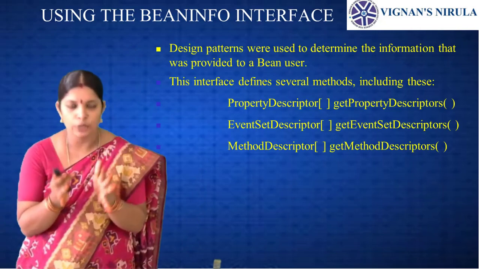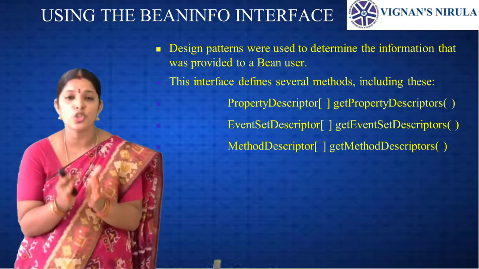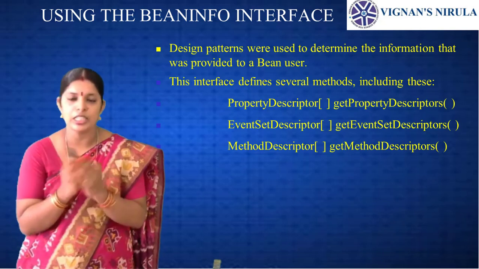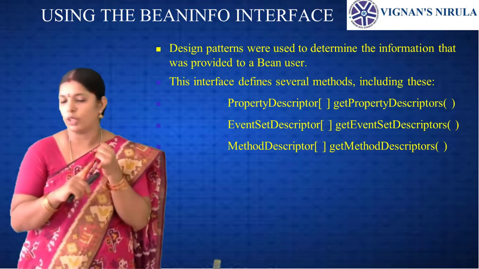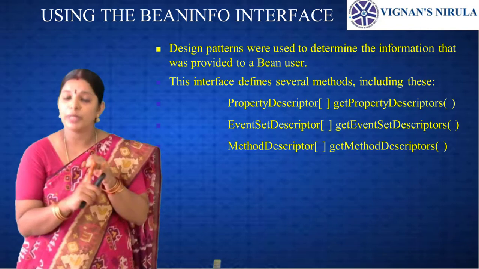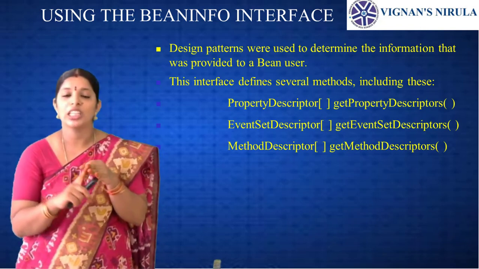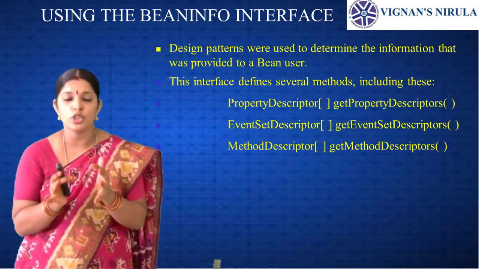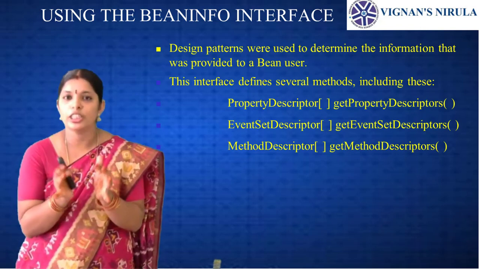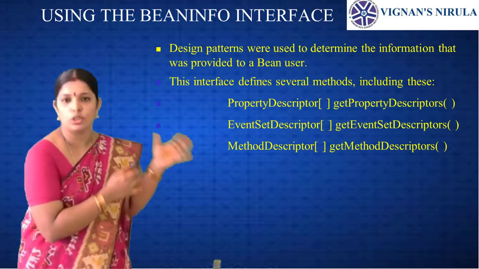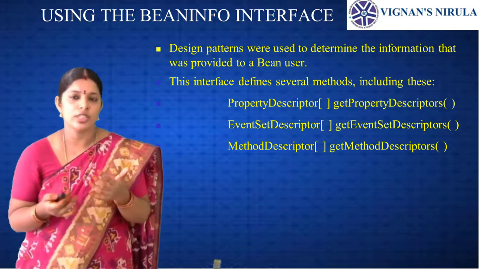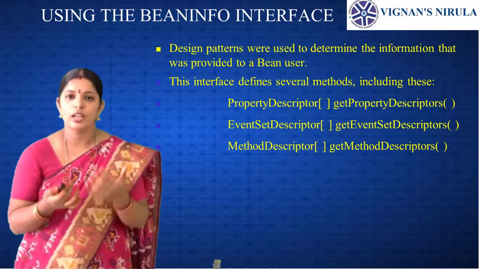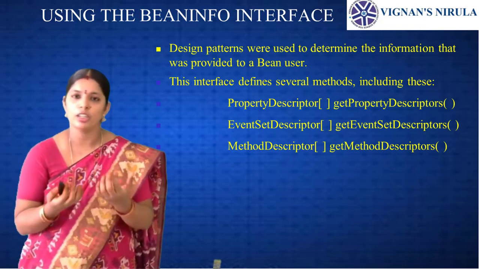The BeanInfo interface is an interface which is used to get the information of the beans. In the bean's information, what properties do we have, what methods do we have, and what events are we setting for that bean? The design patterns were used to determine the information that is provided to a bean user. So here we are using one BeanInfo interface, and with that BeanInfo interface we are getting the information of the bean.